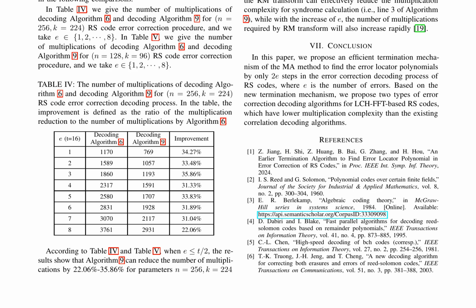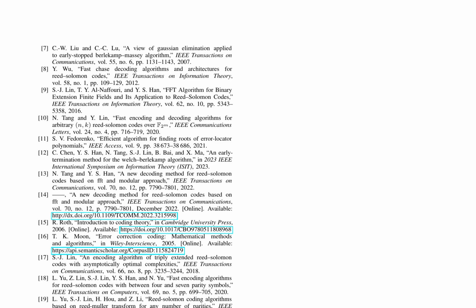The second decoding algorithm, based on the T0SIFDMA algorithm and SESBM algorithm, reduces the number of multiplications by 22.06% to 35.86% for parameters n equals 256, k equals 224, and by 24.05% to 42.87% for parameters n equals 128, k equals 96, compared with the first decoding algorithm.